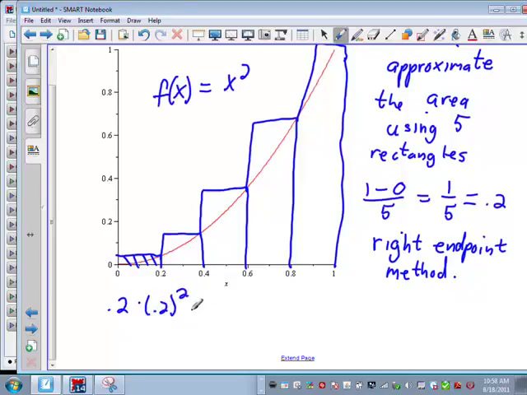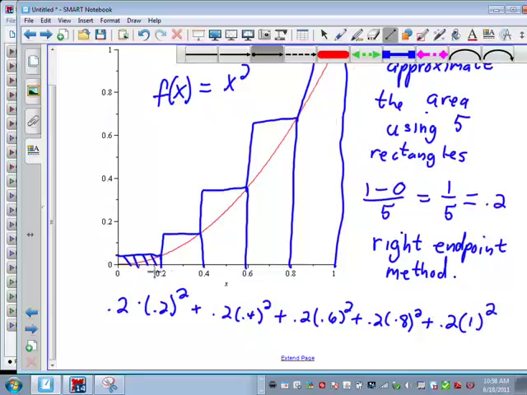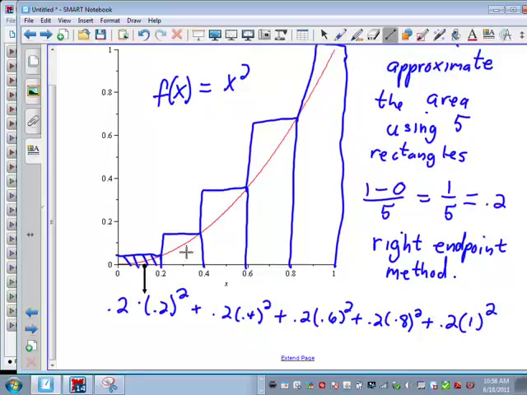That's the area of the first rectangle, plus, and maybe I'll just draw arrows now, 0.2 times what? 0.4 squared for sure, and I hope we start seeing a pattern, plus 0.2 times 0.6 squared, plus 0.2 times 0.8 squared, plus 0.2 times 1 squared. All right, and we'll go ahead and put the arrows. This area goes here. The area of this one goes here. The area of this one is this. And the area of this one is this. Any questions?